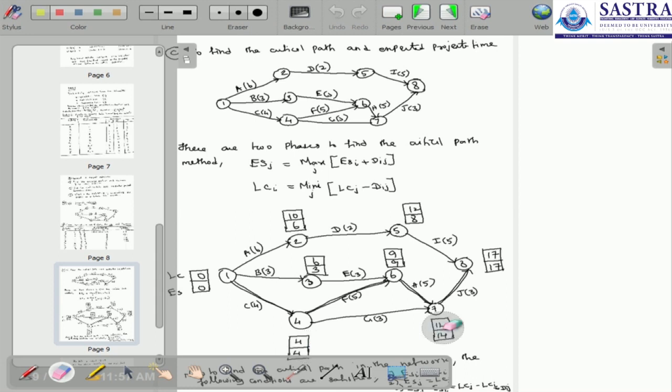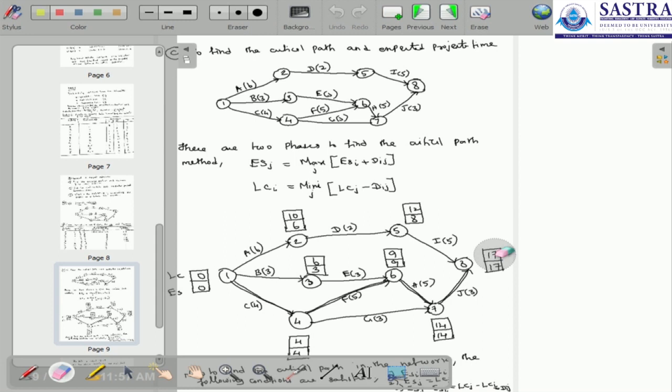Now the next node starts from 5 to 8. The early start time there is 8, and there is only one activity, so 8 plus 5. There is another option as well. There are two options for node 8, one is 5 to 8, and the other one is 7 to 8. So we choose the maximum: one is 8 plus 5, that is 13, and the other one is 14 plus 3, which is 17. So we choose the maximum, which is 17. So this is the early start time.